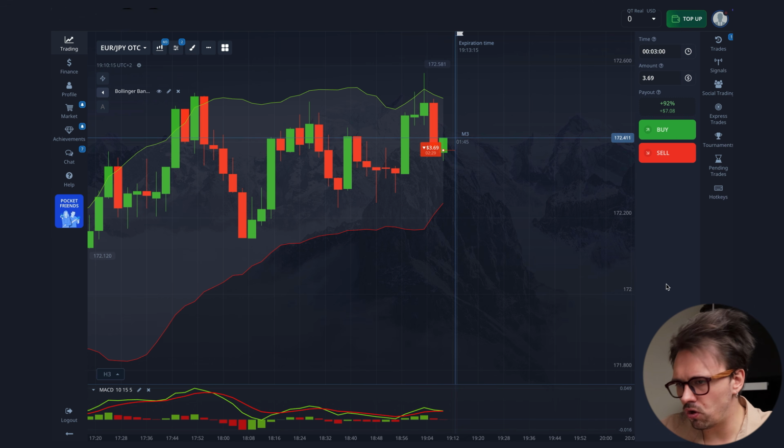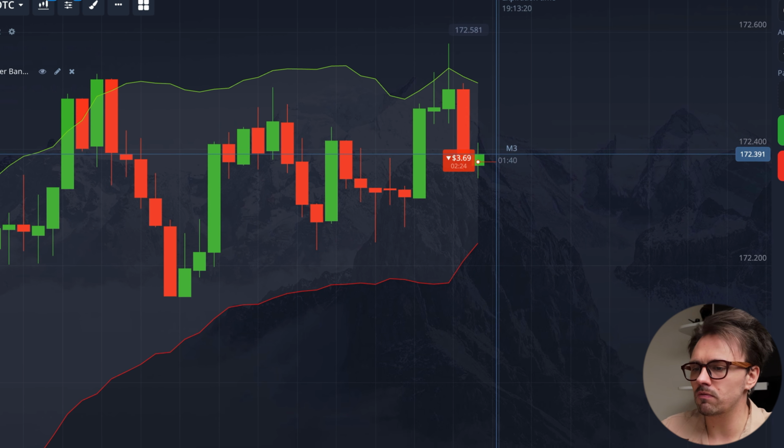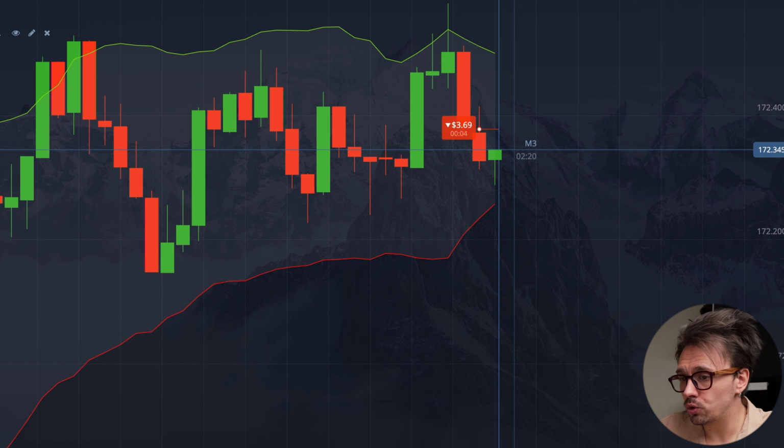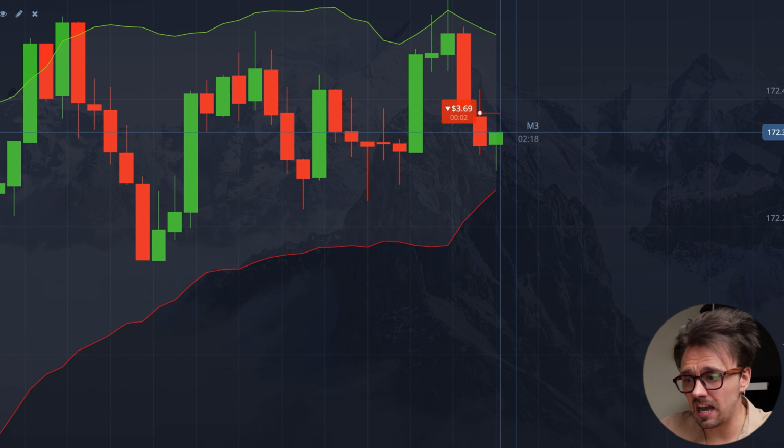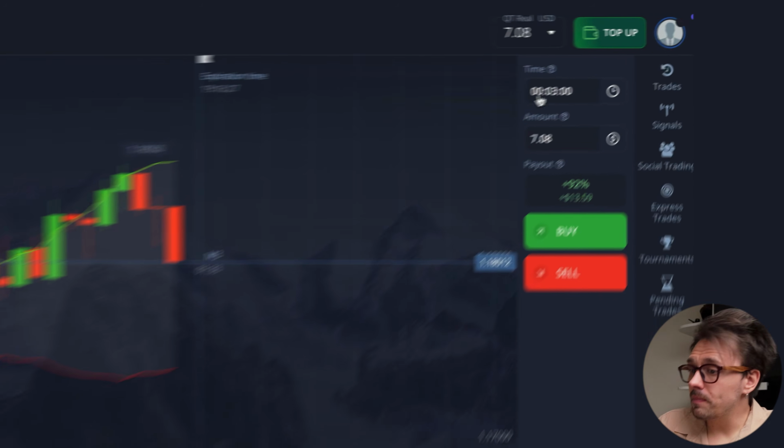Candles confirm: a strong red candle with a solid body swallows part of the previous green growth, rejection of higher prices. All factors aligned, probability of a short drop to the middle band is high. And my trade closes plus $7. Perfect. My balance now is $7.08.